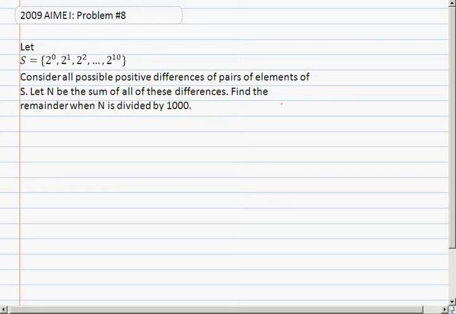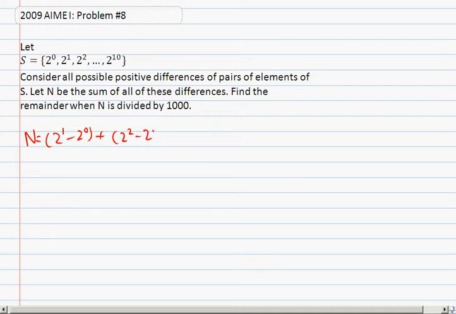So, looking at the sum of all the possible differences between pairs of elements of S, we have n equal to 2 to the 1 minus 2 to the 0, plus 2 to the second minus 2 to the 0, plus 2 to the third minus 2 to the 0, and so on, all the way to 2 to the 10th minus 2 to the 9th.